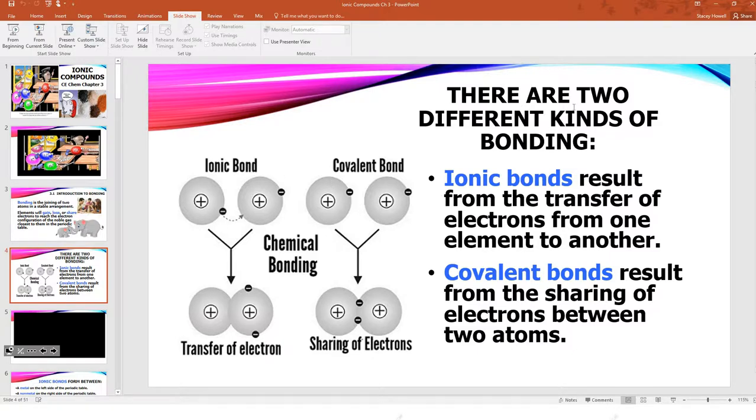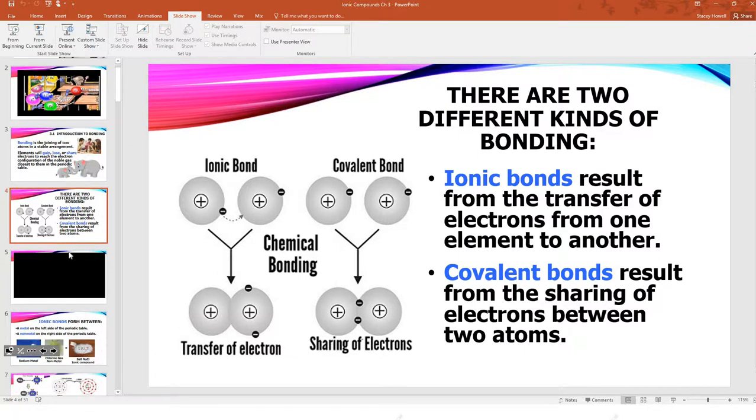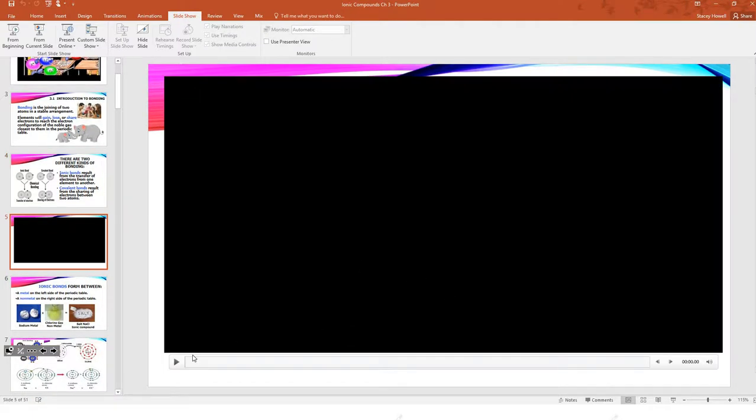So, there are two different kinds of bonds, basically ionic and covalent. Ionic result from transferring the electron from one to the other. Covalent, they actually share. Okay, so we're going to watch a little video on this that will help you understand it.